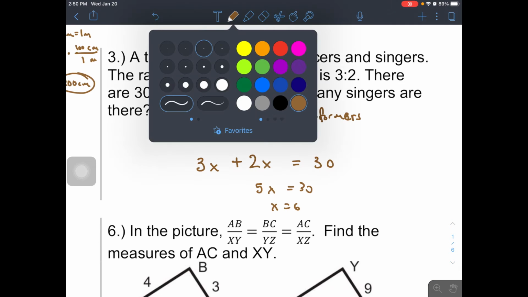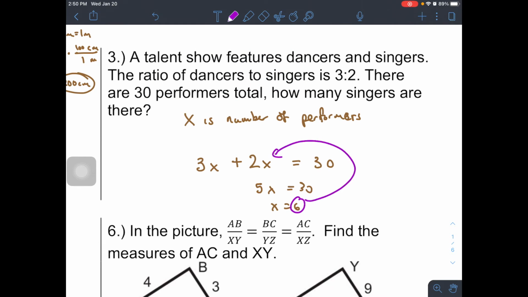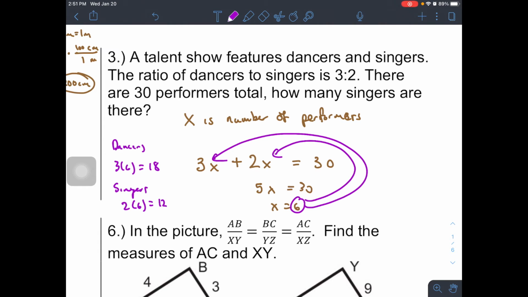And then when we substitute this 6 back into these expressions, we can then figure out how many total of each, right? So we know that the dancers are 3 times 6, so there are 18 dancers. And for the singers, there's 2 times 6, which is 12, right? So there are 18 dancers and 12 singers. Right, double checking that, if I do 18 plus 12, ends up with 30. So we know we did that correctly then.